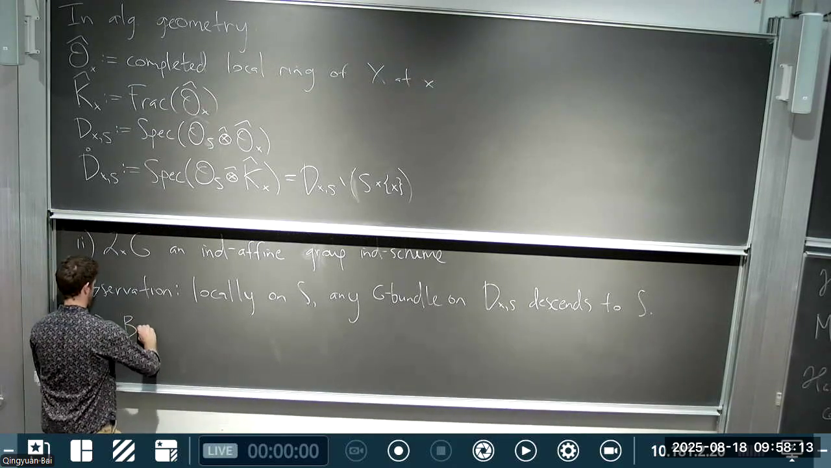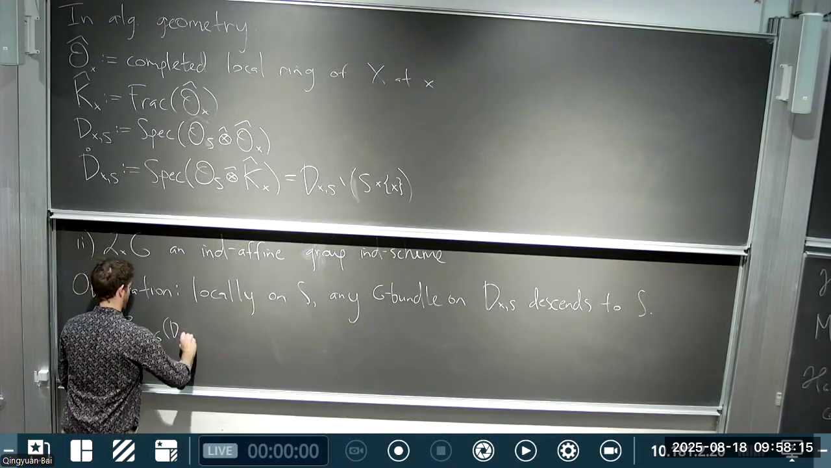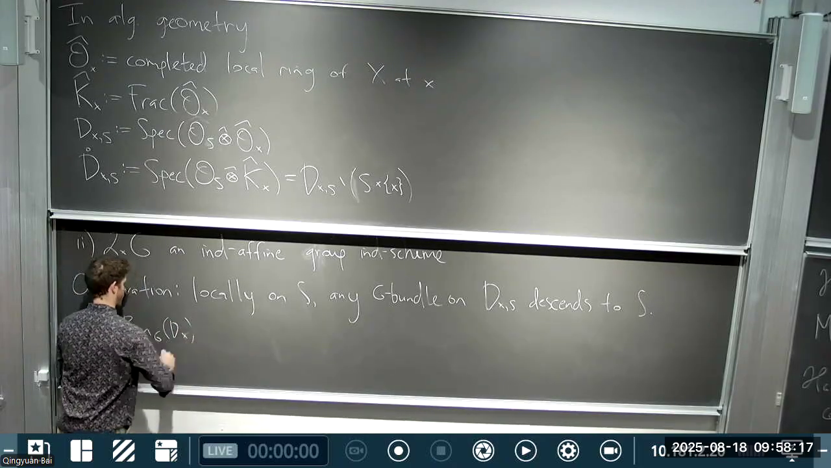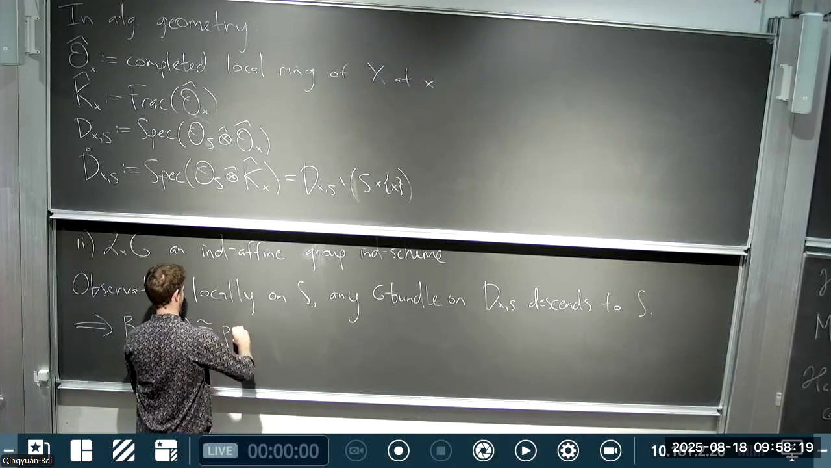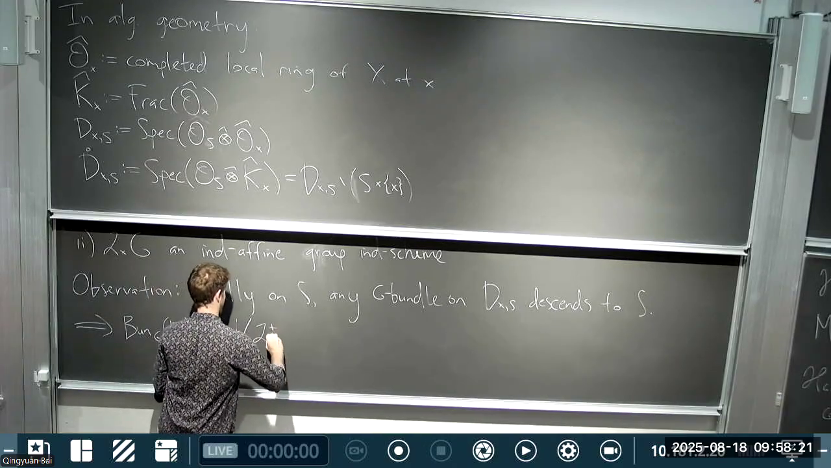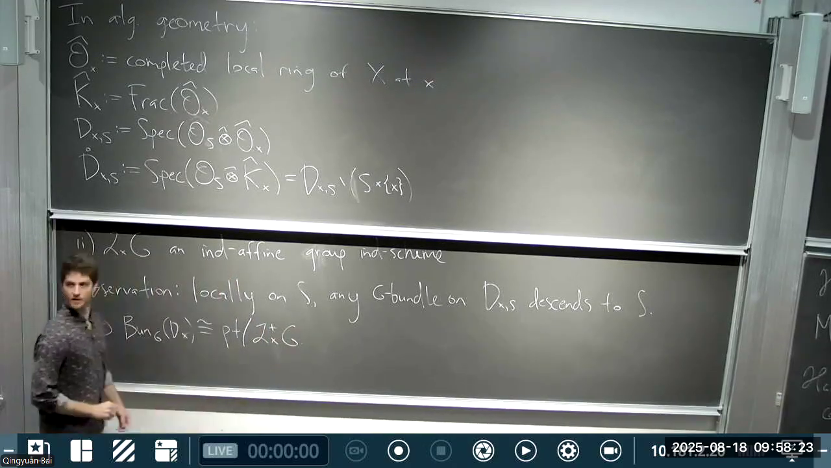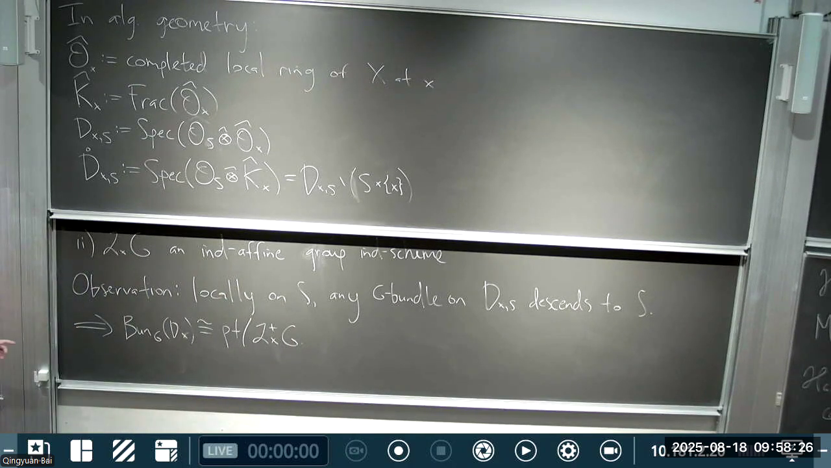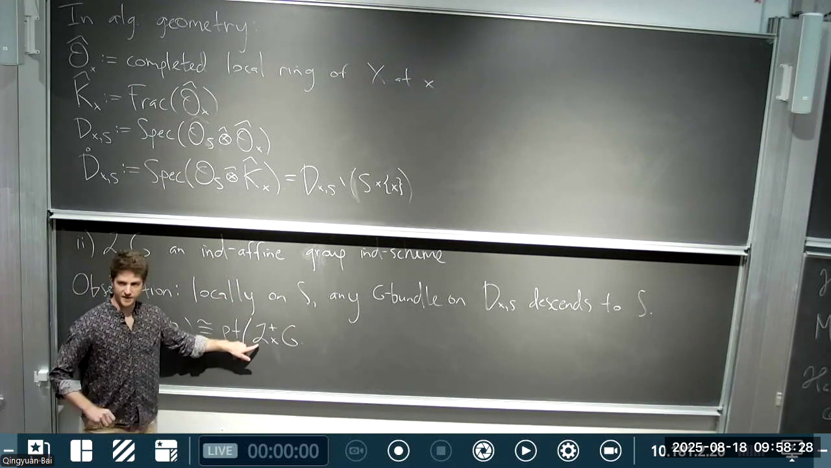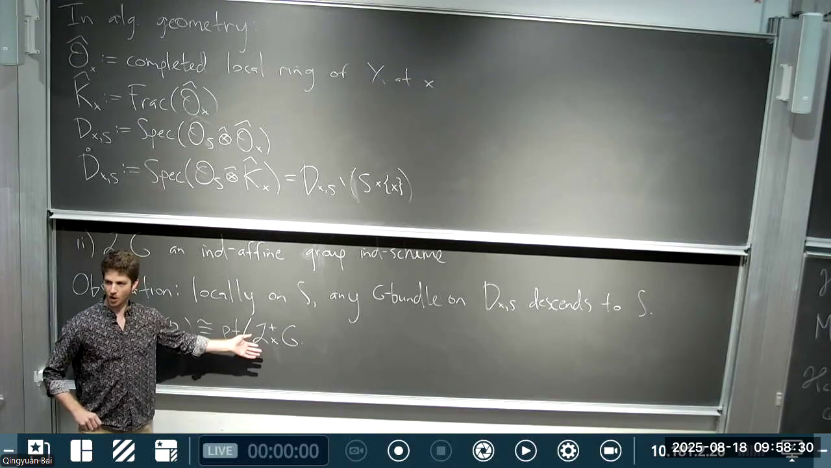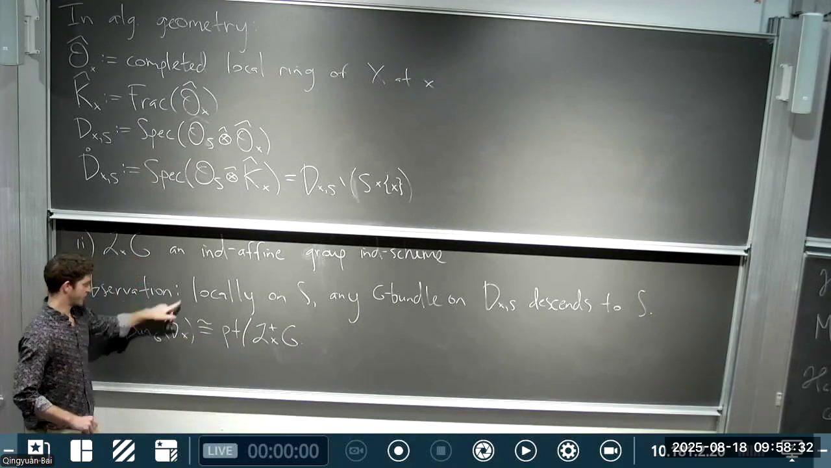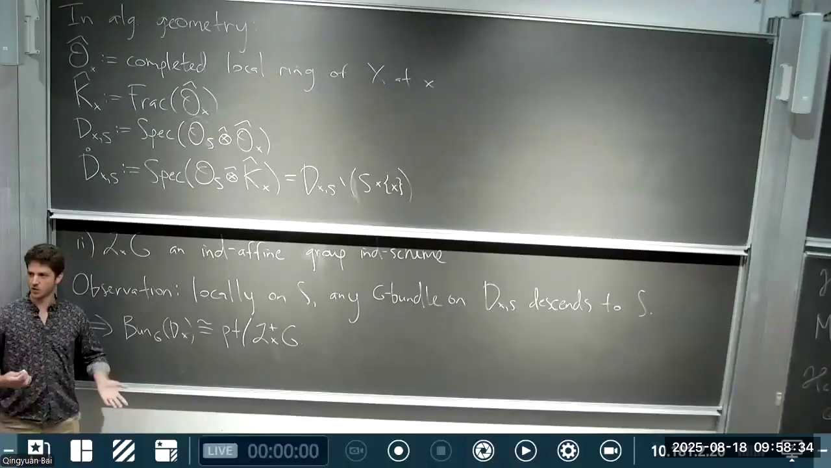this stack that I wrote earlier, Bun G on the disk, is actually just a classifying stack of the arc group. That's kind of precisely, certainly inside of here, you have the trivial bundle, and it has automorphism group arcs into G. And what I just said implies that, that's the only data point.